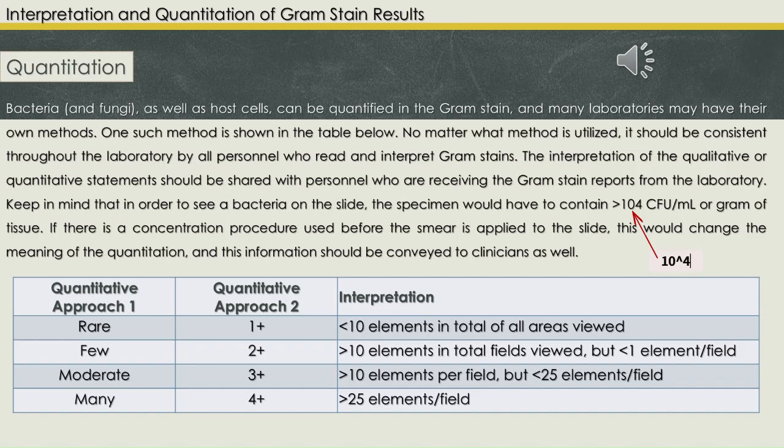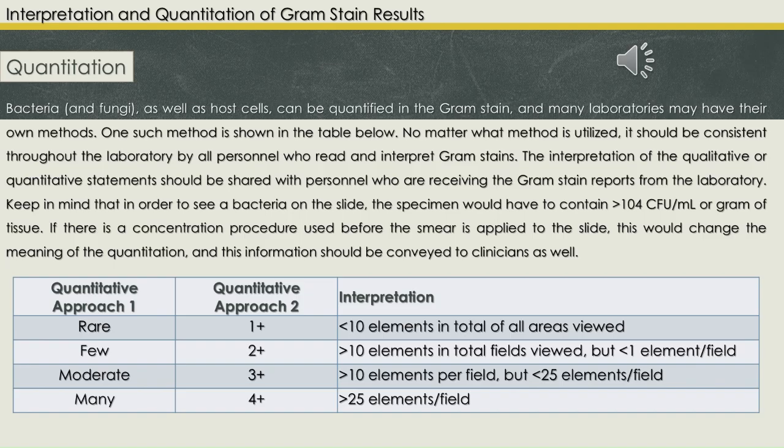Keep in mind that in order to see a bacteria on the slide, the specimen would have to contain greater than 10^4 CFU/ml or gram of tissue. If a concentration procedure is used before the smear is applied to the slide, this would change the meaning of the quantitation, and this information should be conveyed to clinicians as well.